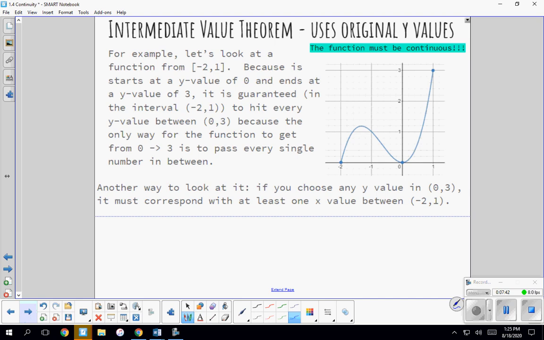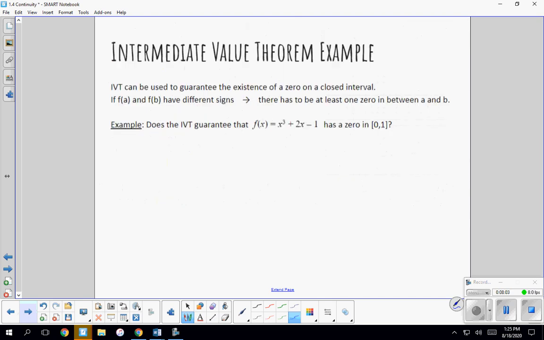And so here's just a real example of the intermediate value theorem. It does have to be continuous. But again, if we pick any x value in this interval, we have to find at least one y value in that interval. So let's do one example. The intermediate value theorem can be used to guarantee the existence of a 0 or to guarantee the existence of anything. And this is how they'll ask it on the AP test.